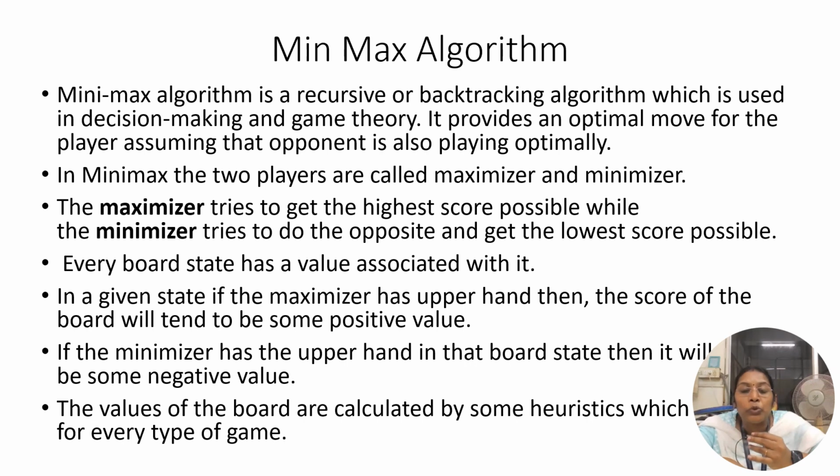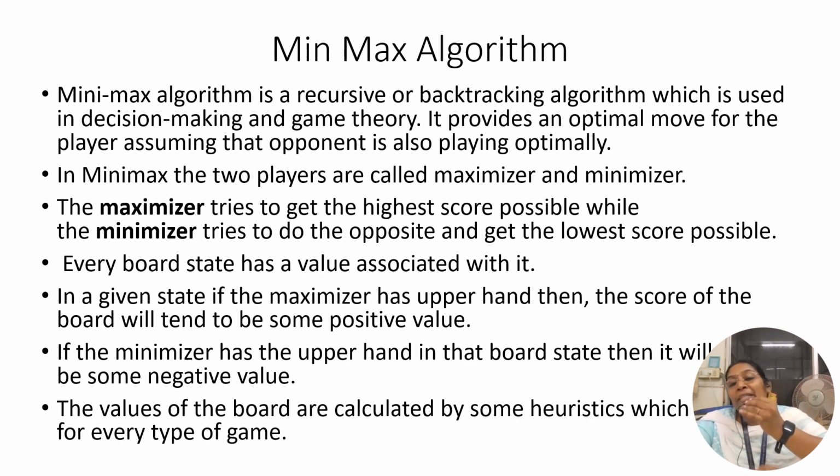As I told you, there are different types of adversarial search. One kind is the min-max algorithm. The next one is alpha-beta pruning and so on. In this video session, we will go with the min-max algorithm. So what is a min-max algorithm? A min-max algorithm is a backtracking algorithm, a recursive algorithm, which is used for decision making and for implementing game theory.